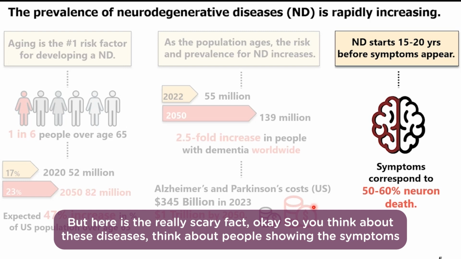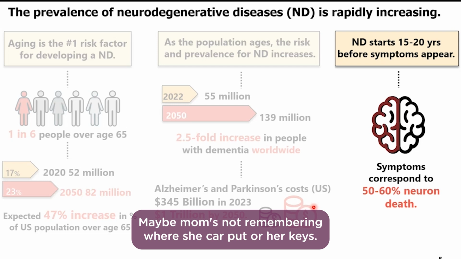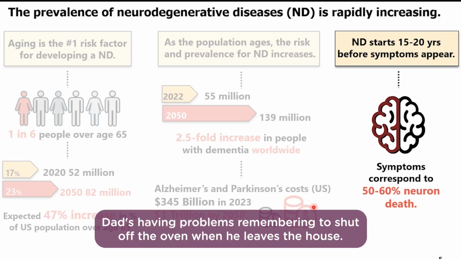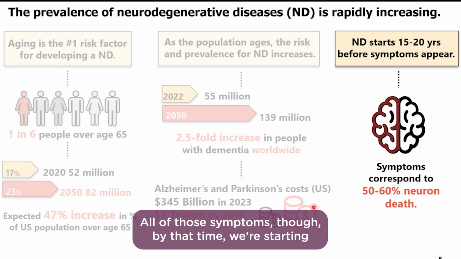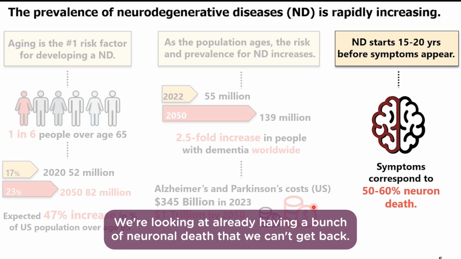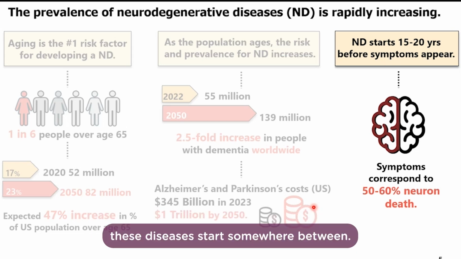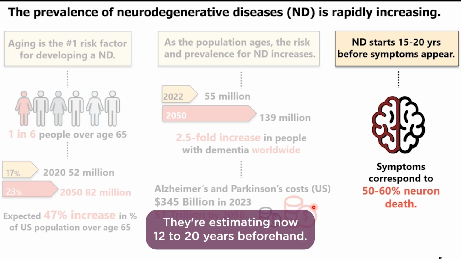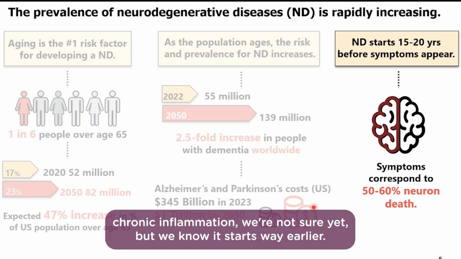But here's the really scary fact. Think about people showing the symptoms of memory loss, starting to get a little bit of tremors. Maybe mom's not remembering where she parked her car or put her keys. Dad's having problems remembering to shut off the oven when he leaves the house. By the time we're starting to see the clinical manifestation of those symptoms, we're already looking at a bunch of neuronal death that we can't get back, an estimated 50 to 60%. These diseases start, they're estimating now, 12 to 20 years beforehand. Whether that's in your gut, somewhere else, or from chronic inflammation, we're not sure yet, but we know it starts way earlier.